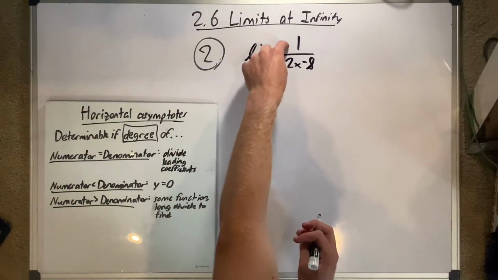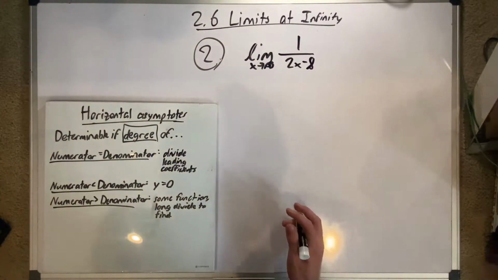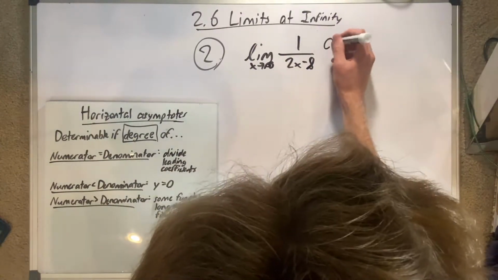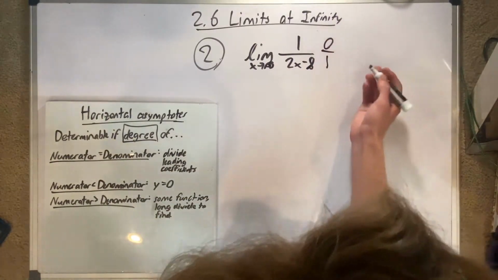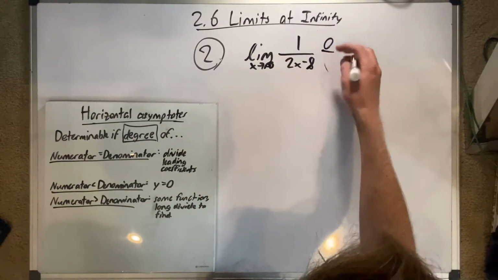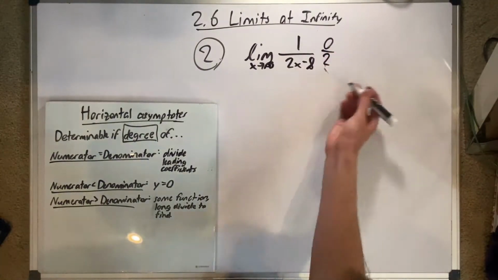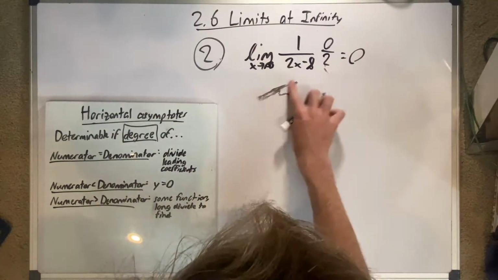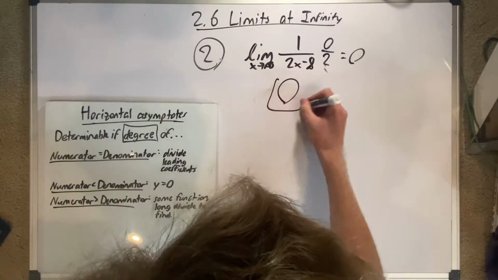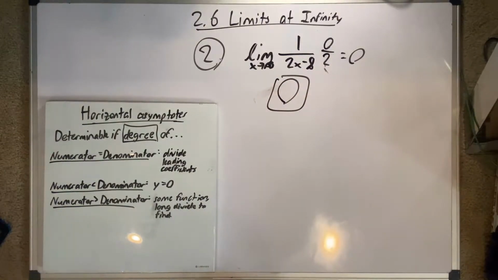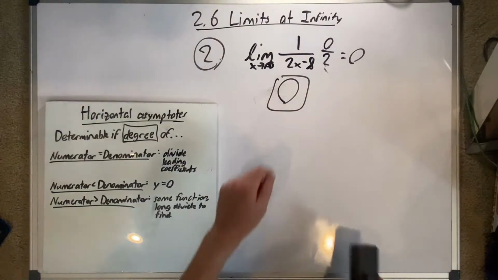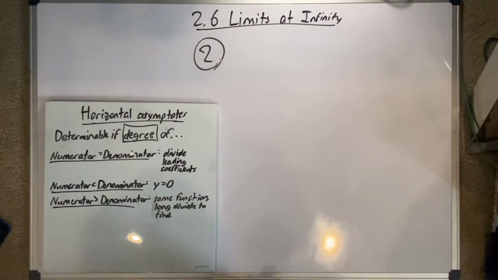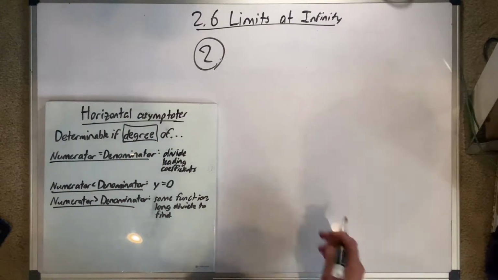The degree here is less than the degree here. They're not equal, which means this will slowly approach, in comparison to this, 0 over some constant, probably 2 in this case, because 2 is attached to x, which is equal to 0. Which means that as it approaches infinity, it approaches 0, not infinity. I was just thinking about the term infinity. So that is the limit as x approaches infinity for that function. It approaches 0. And now we'll do number 3.